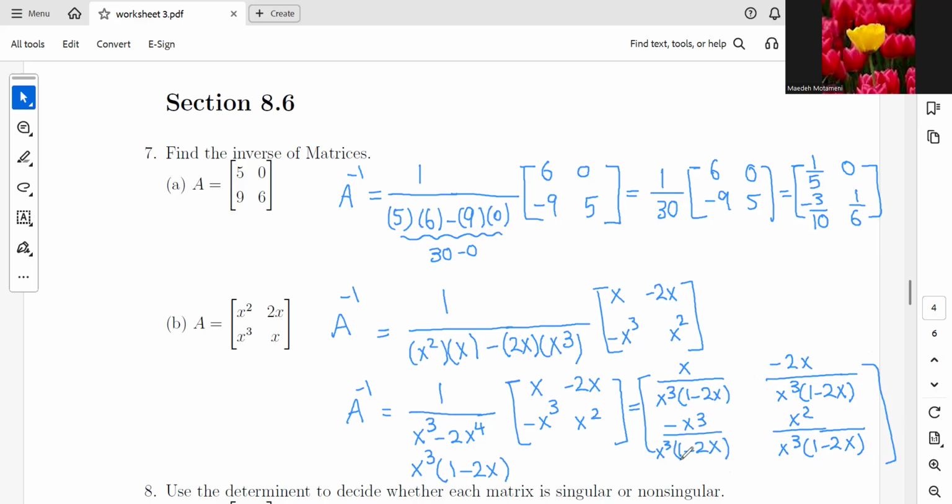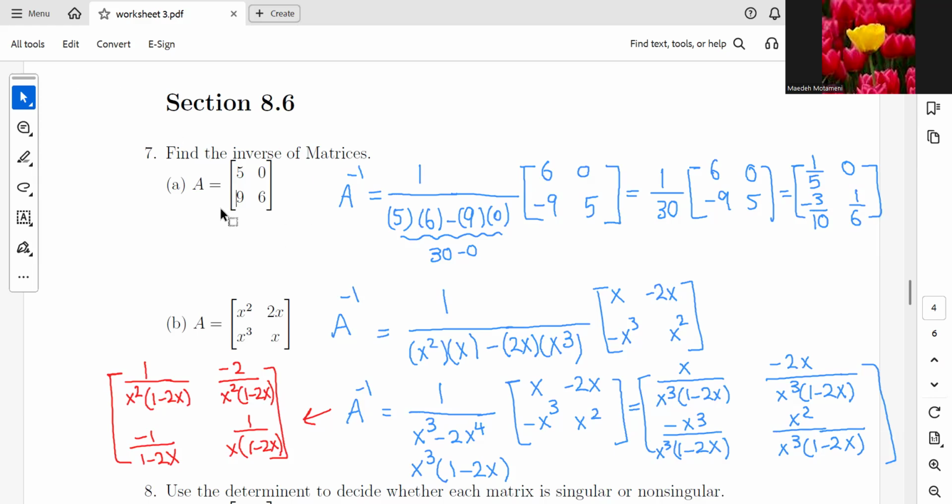So we can simplify this, and the answer will be, let me write the answer here. If you simplify, you would have 1 over x squared times 1 minus 2x, and you would have negative 2 over x squared times 1 minus 2x. Also, we would have negative 1 over 1 minus 2x here. And the last one, 1 over x times 1 minus 2x here.